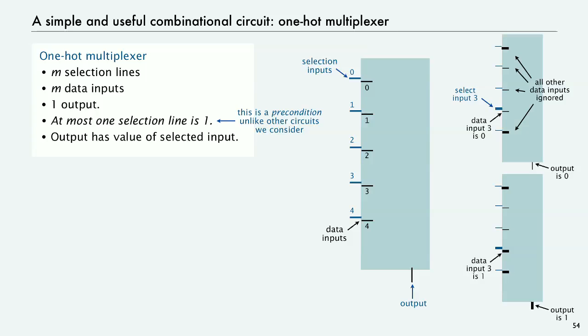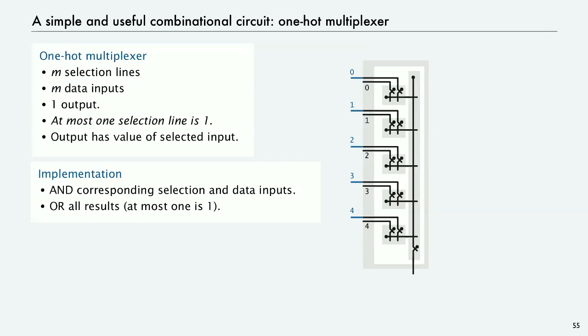And this is a very simple circuit to implement. You can probably guess how it's implemented. We just AND together the pairs of selection and data inputs. If all the selections are 0, then all the outputs of those AND gates are 0, and then the output of the circuit is 0 because it goes into an OR gate. But if one of them is 1, then the AND gate will either produce 0 if the data input is 0, or 1 if the data input is 1. At most one of those will be 1. If one of them is 1, then the OR gate will produce 1 as output. It's a very simple circuit, but it's useful.